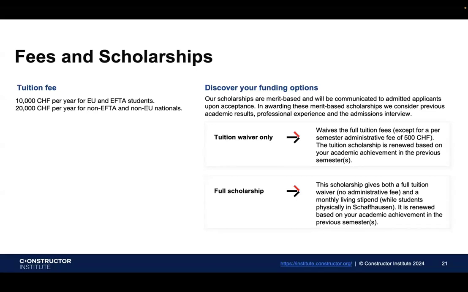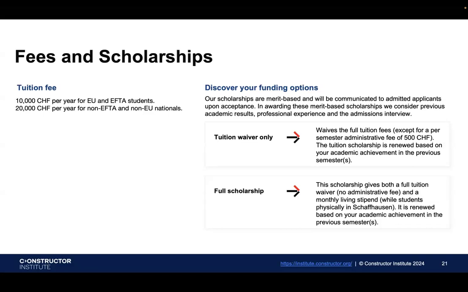I mentioned a second ago, we do have some scholarship opportunities. Both are merit-based, and we are sometimes able to give a tuition waiver, which waives tuition except for a 500 Swiss franc administrative fee per semester. So it would be 2,000 Swiss francs for the entire master's program. And then we also have some full scholarships that Sarah mentioned. They are very competitive, so we wait until we receive all of our applications and put some students on the wait list for the full scholarship, and give decisions during the summer. Again merit-based, the full scholarship waives tuition completely and also gives students a monthly stipend while they're physically located in Schaffhausen.